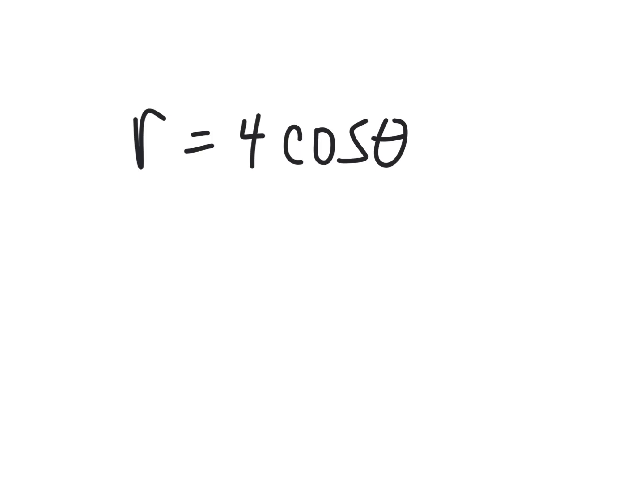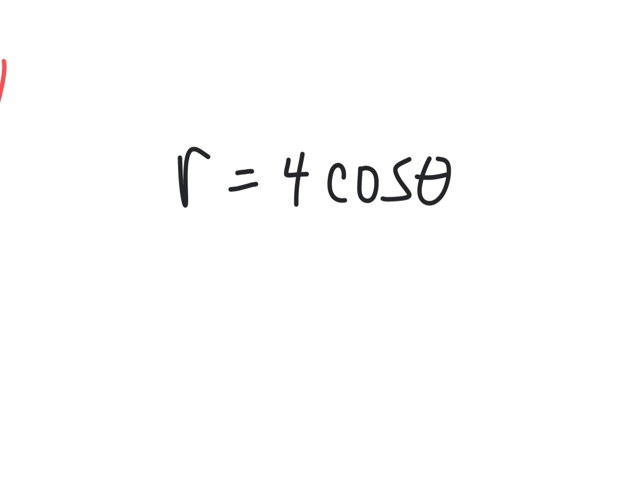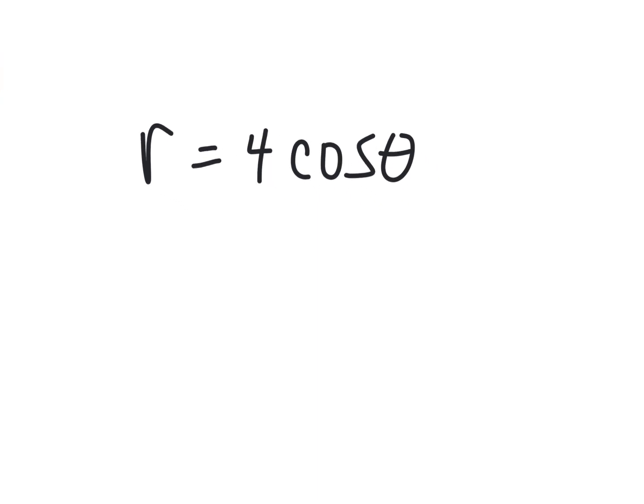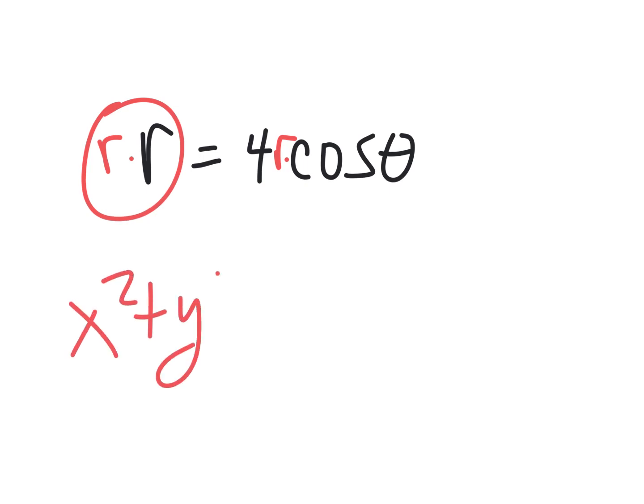So then the challenge would be to change this into rectangular. If you try to do it right off the bat, that's going to be the part that really messes you up. I told you could square both sides, but that isn't the best way to go. You should multiply both sides by r. And then for some reason, I just could not process this. r squared is x squared plus y squared. That part I had right.